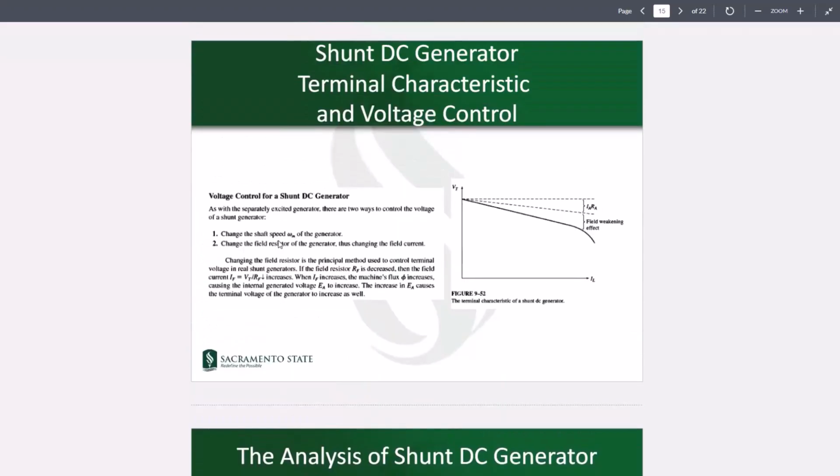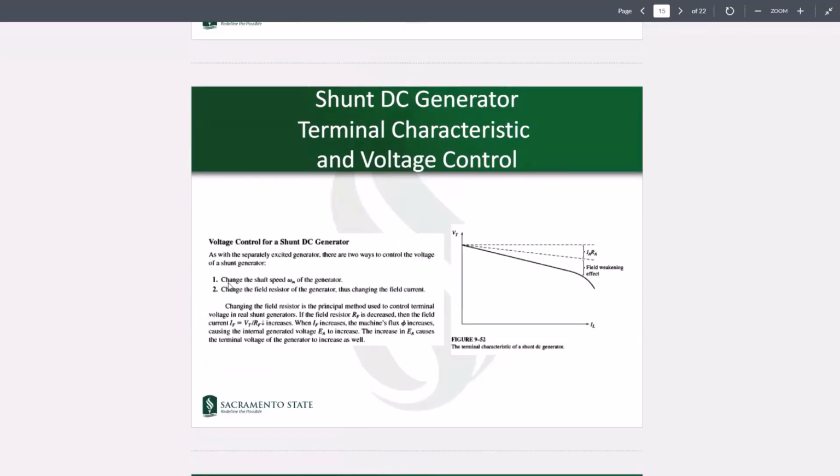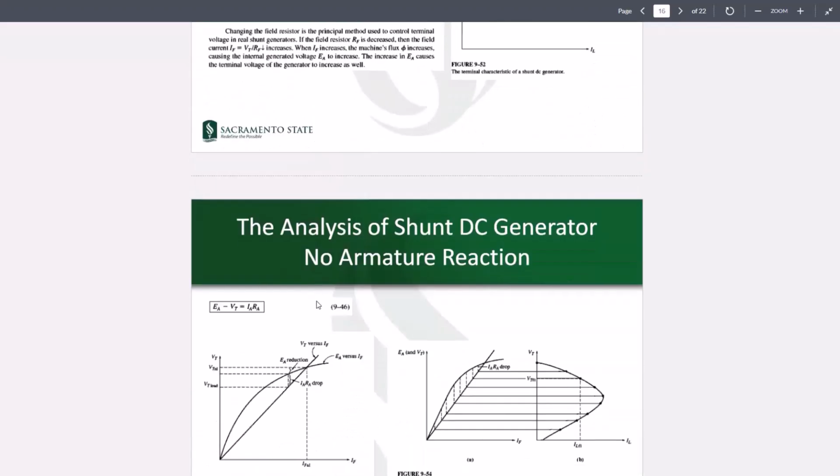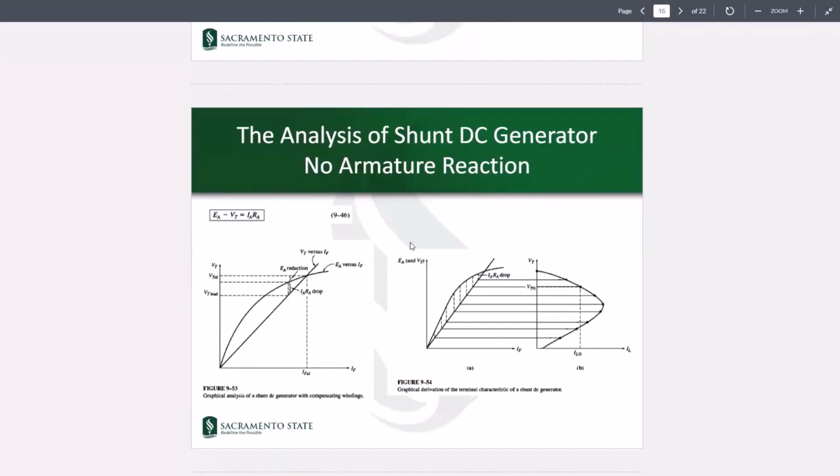And the same methods would be used for controlling the voltage: changing the shaft speed and changing the field resistor for the generator. So the same concepts are correct in here also. Now, you can have a visual way to analyze the operation of the DC generator in the case where there is no armature reaction.